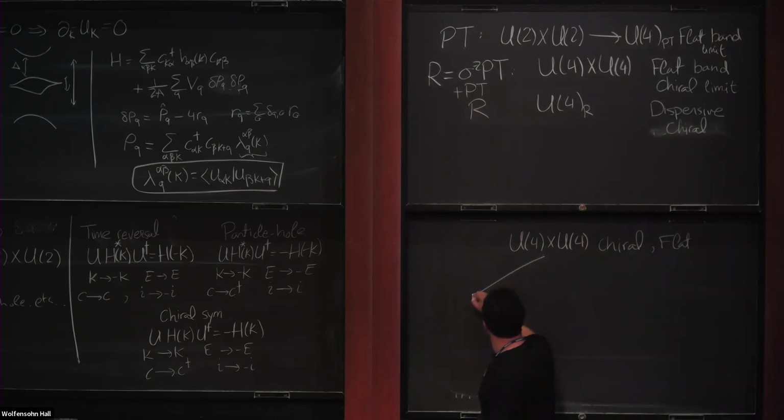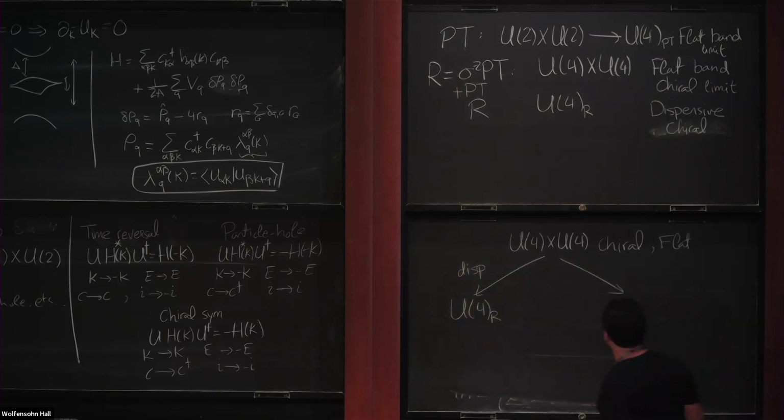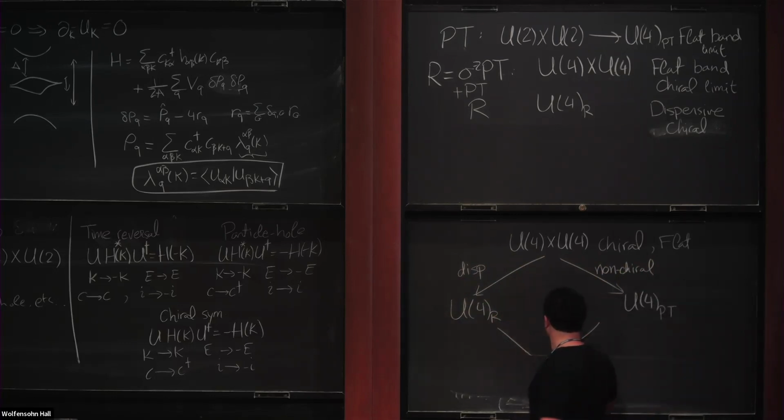Then I can add two different perturbations to this. One of them is the dispersion, and this breaks it to one U4 subgroup, which is called U4R. Or I can go away from chiral, but keeping the flat limit, which gives you another U4. And now the intersection of these two U4s, if I put them together, gives me the physical U2 times U2.